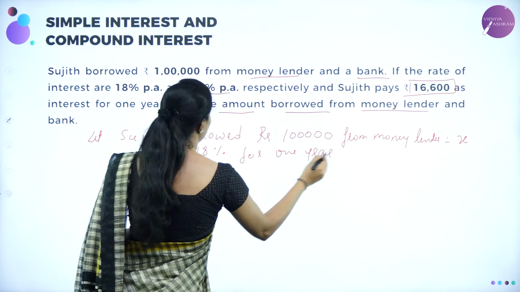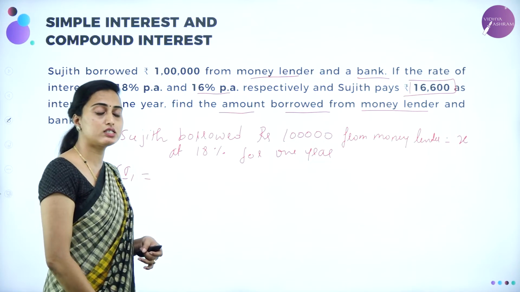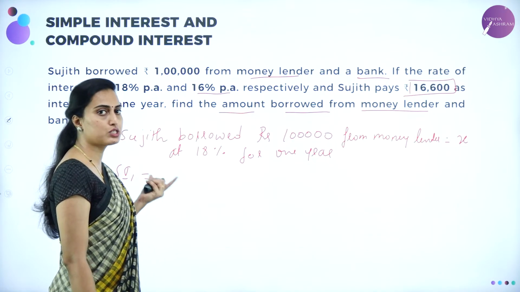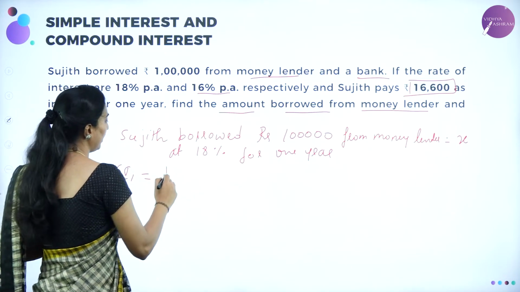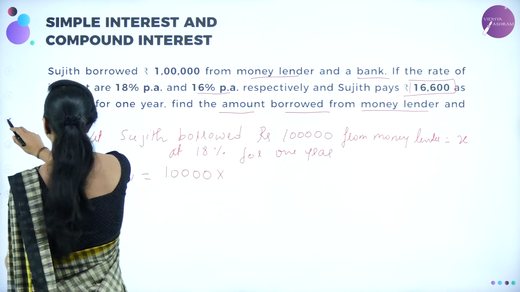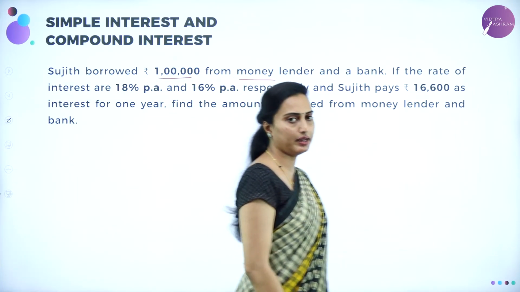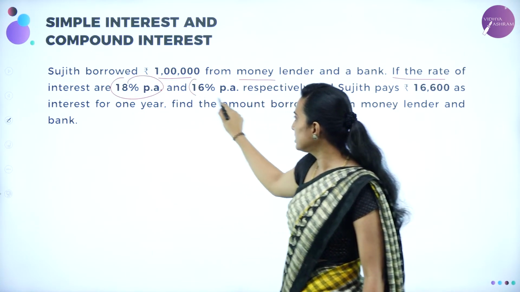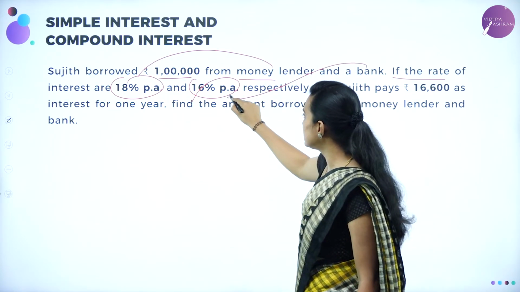Correct? So let me calculate simple interest 1, because they have given the total interest paid by Sujit as 16,600. This is for the money lender. Next, I am going to calculate for the bank. Sujit borrowed rupees 1 lakh from a money lender and a bank. If the rate of interest is 18% per annum and 16% per annum, that means from the money lender 18%, from the bank it is 16%.